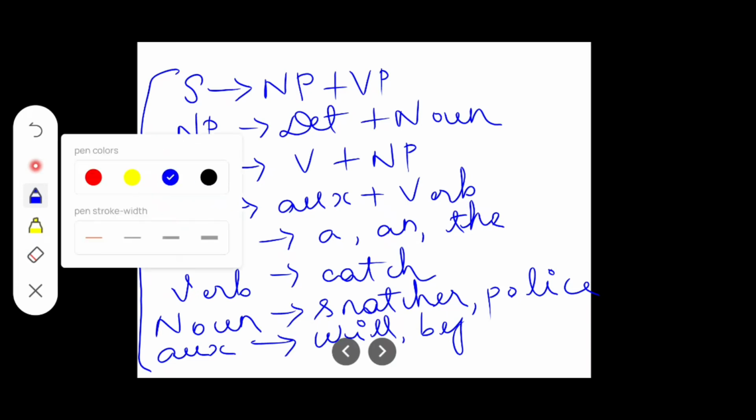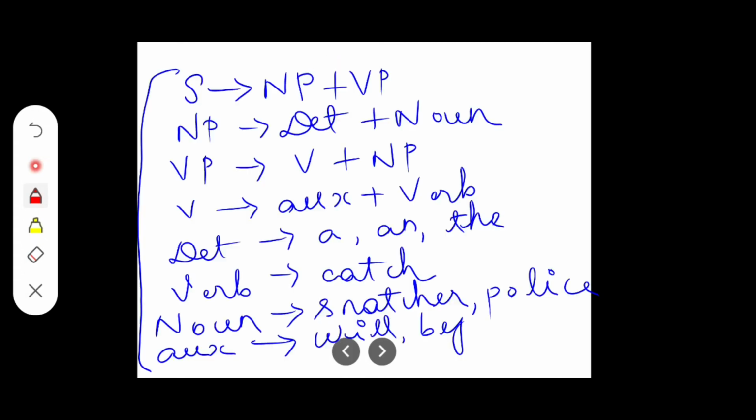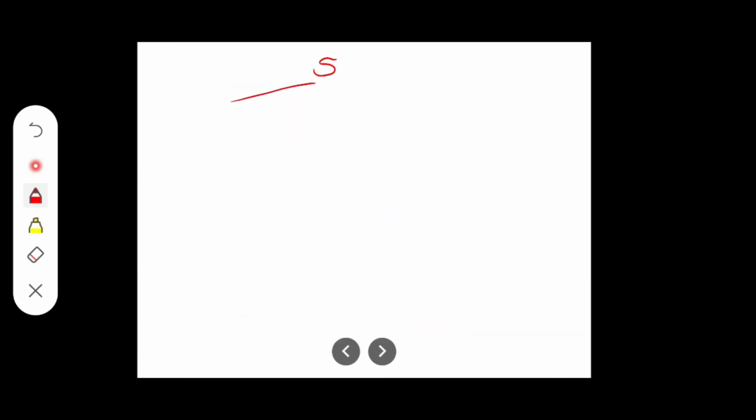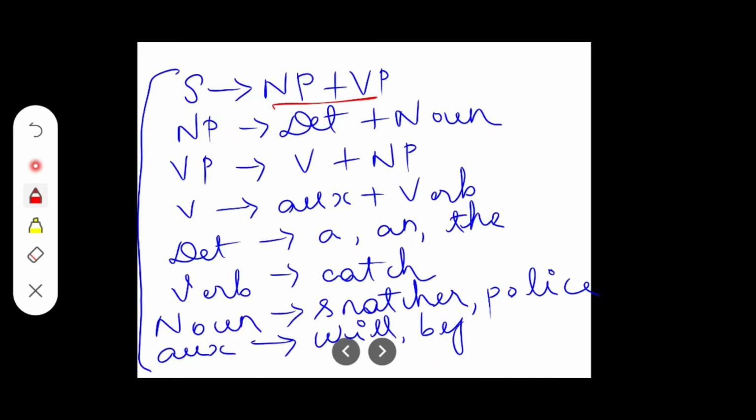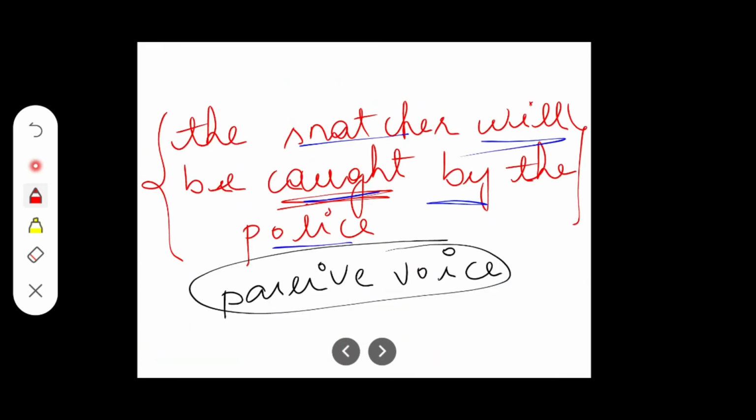So now let's move on to the structure construction. First, we will have the sentence, right? What exactly is the sentence made up of? Noun phrase and verb phrase. So what is noun phrase? Noun phrase is determiner and noun.